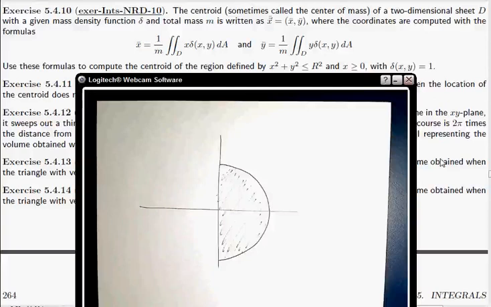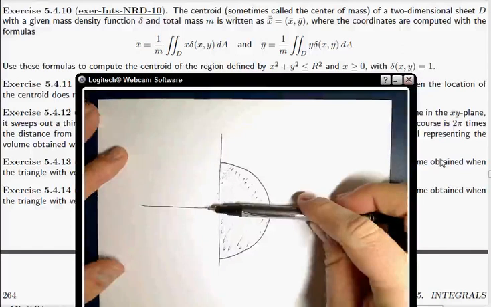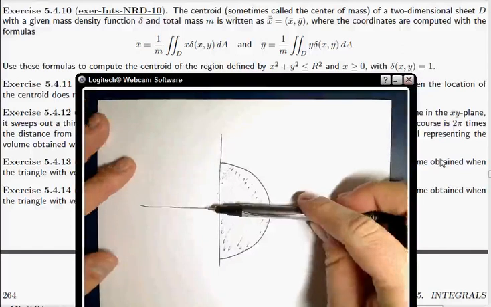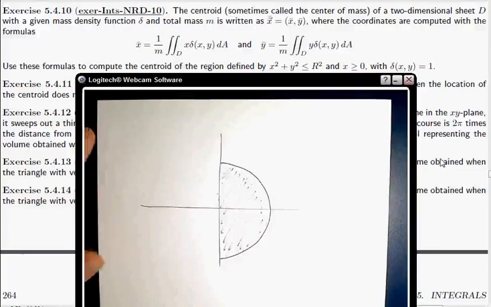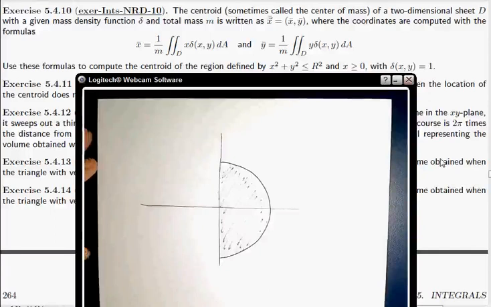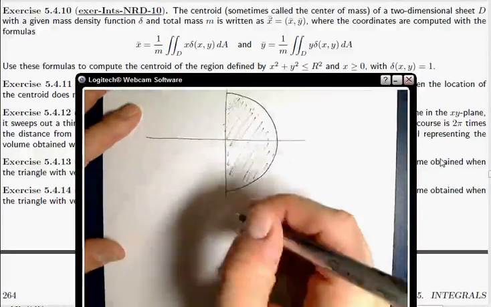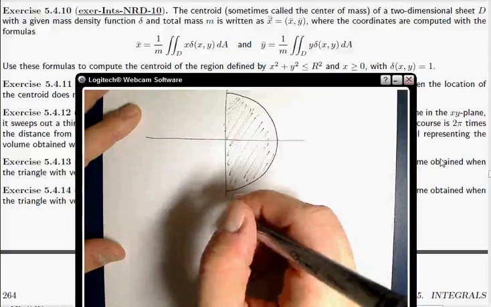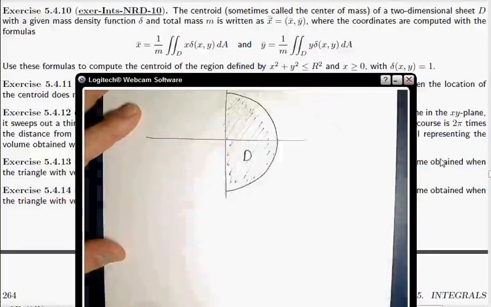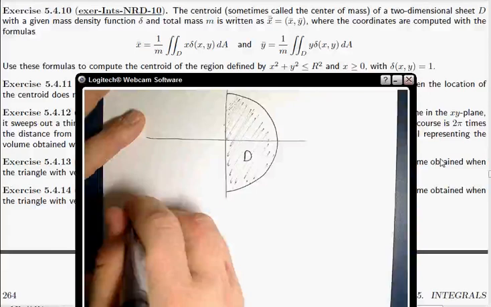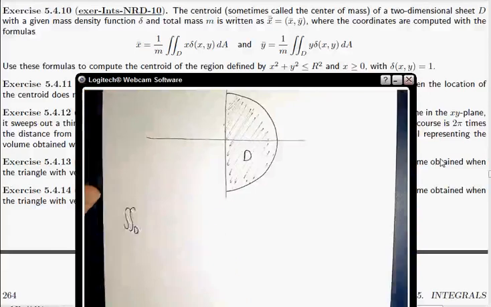So by the way, geometric, or let's say physical intuition, you could probably guess the centroid is going to be somewhere on the x-axis. So we're probably expecting y bar to end up being equal to 0. But you still do have to compute that. So the more interesting part is to compute x bar. Let's do that first. And we have a formula. So this is our domain. Let's call this set D.